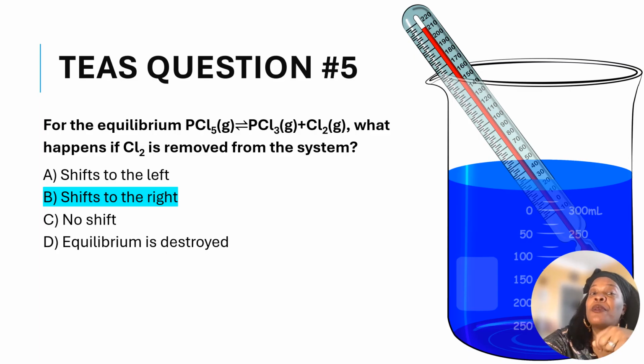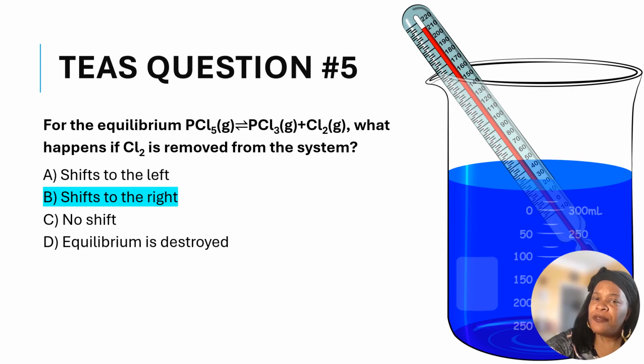if it is removed from the system, that means it's going to affect the concentration by decreasing it. So to restore the equilibrium, the system will shift to the right, which is towards the products, to produce more chlorine and compensate for its removal. So let's talk about why the other answer choices are incorrect.